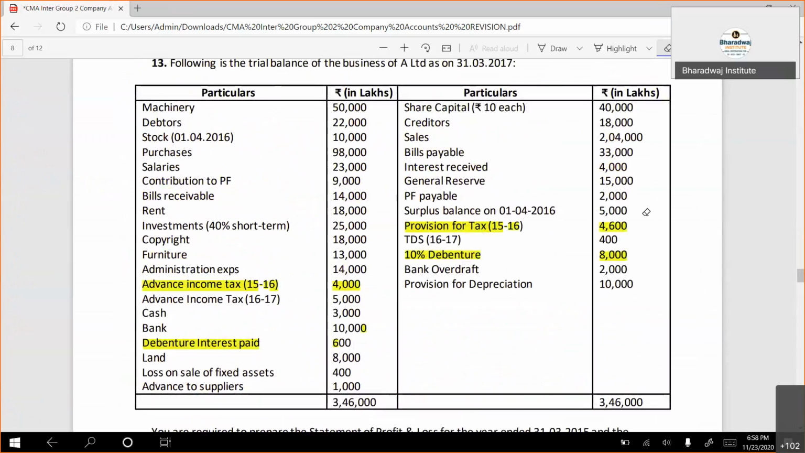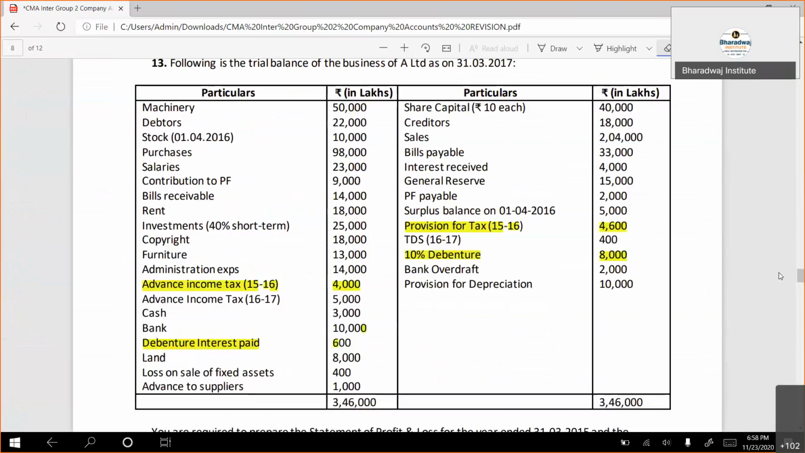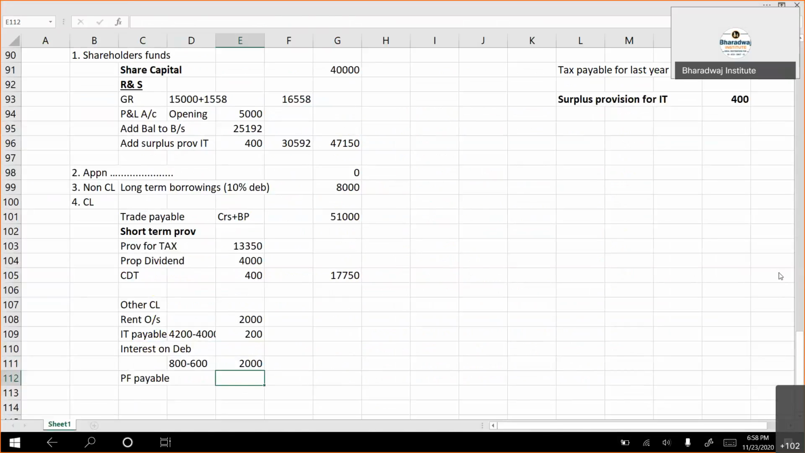Yes, this PF payable, bank OD. PF payable, how much is the PF payable? 2,000. PF outstanding, that is 2,000. Then what else will come? Bank OD will come under a separate heading. That will come under short-term borrowings.